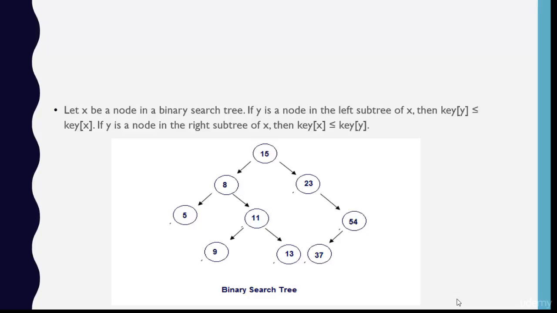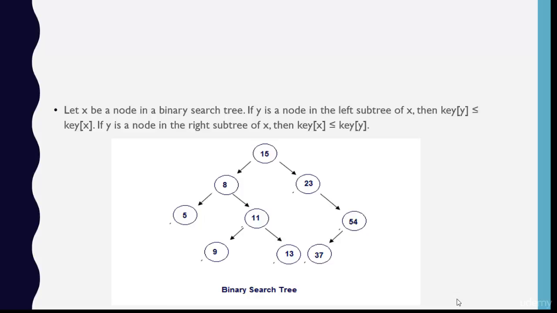If a child or the parent is missing, the appropriate field contains the value nil. The root node is the only node in the tree whose parent field is nil. The keys in a binary search tree are always stored in such a way as to satisfy the binary search tree property. Let x be a node in a binary search tree. If y is a node in the left subtree of x, then key of y is less than or equal to key of x. If y is a node in the right subtree of x, then key of x is less than or equal to key of y.